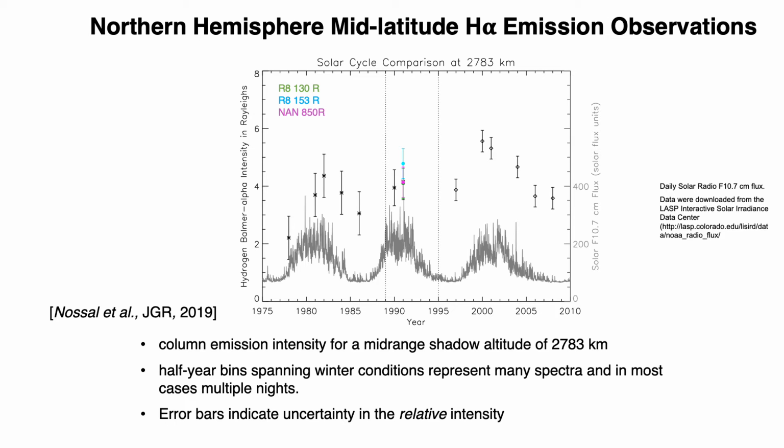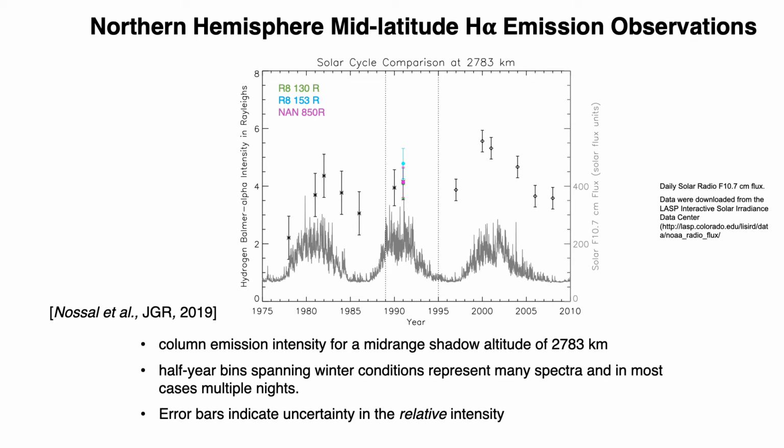The error bars indicate uncertainty in the relative intensity. Also superimposed on this plot is the F10.7 centimeter solar radio flux to give a measure of solar activity. As we can see, there is an apparent increase between the latter solar maximum compared to the solar maximum at 1990-91.